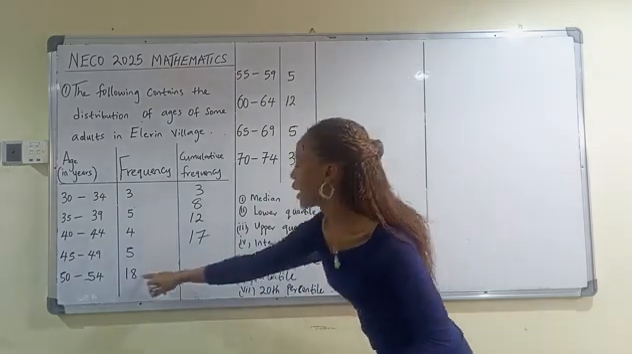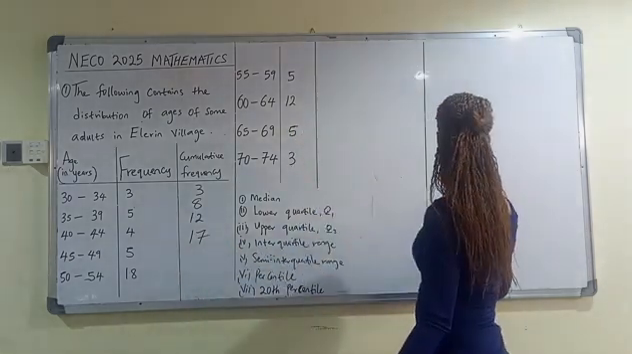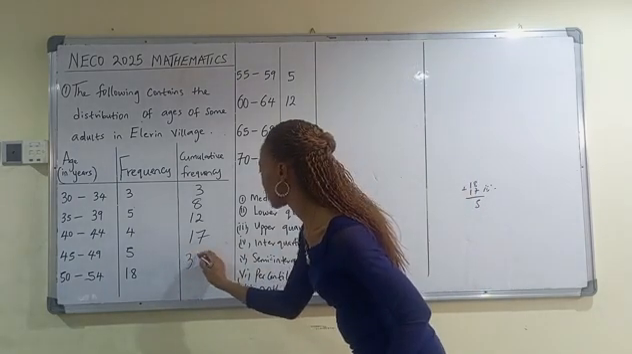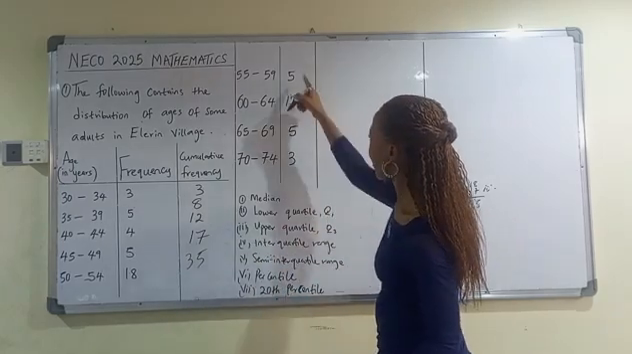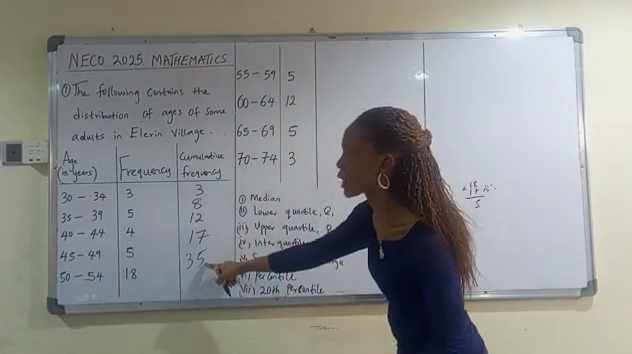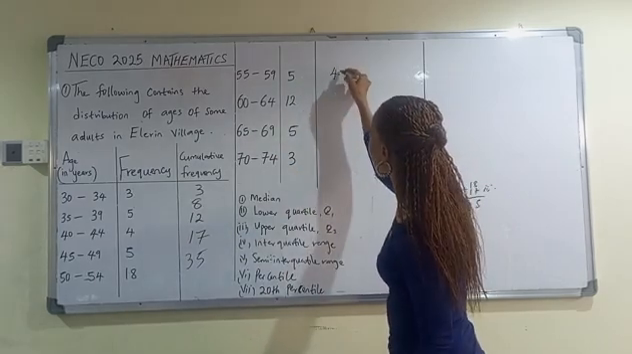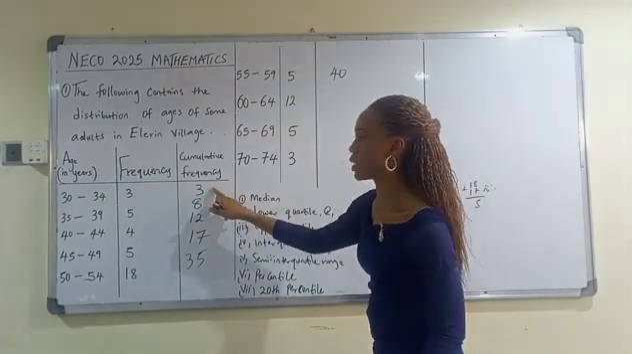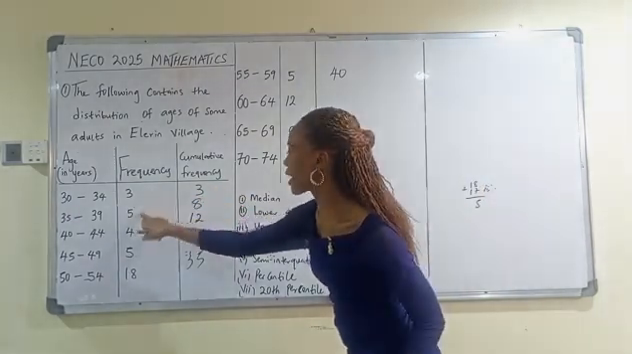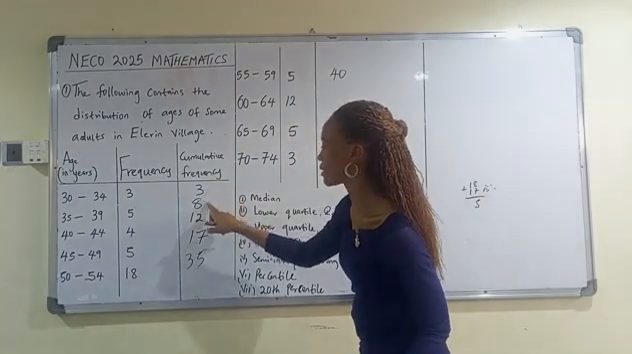The next one, 18 plus 17, that will give us 35. The next one, we'll have 5 here, 5 plus 35. You see how to form the cumulative frequency. The first one remains 3. Then the next frequency is 5 plus the first one, 8.